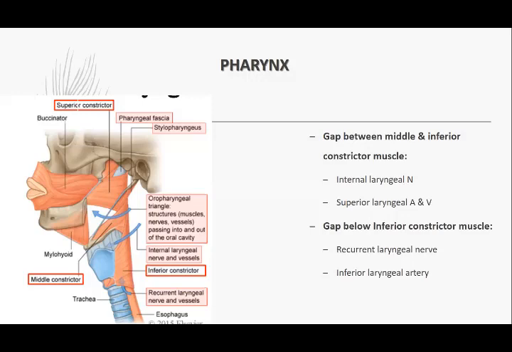अब इस पे आ जाते हैं. Below the inferior constrictor, ये जो पैराग्राफ है, below the inferior constrictor, you have this nerve, the recurrent laryngeal nerve, hooking below the inferior border of inferior constrictor muscle. Okay, चलो ये तो हो गया.